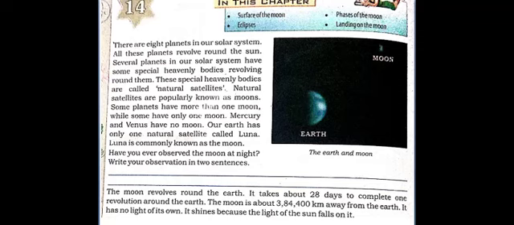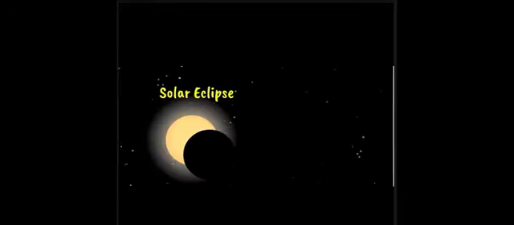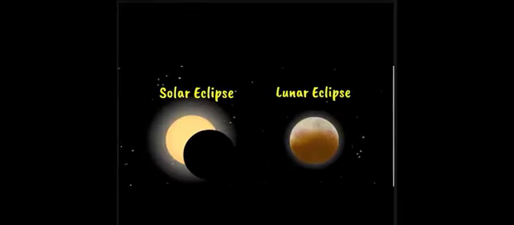Last day we learned about the surface of the moon and phases of the moon. Today we will learn about solar eclipse, lunar eclipse and landing on the moon. So what is a solar eclipse and a lunar eclipse?